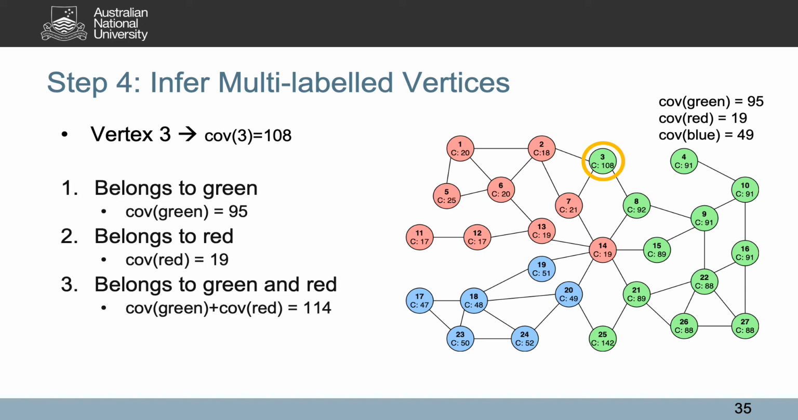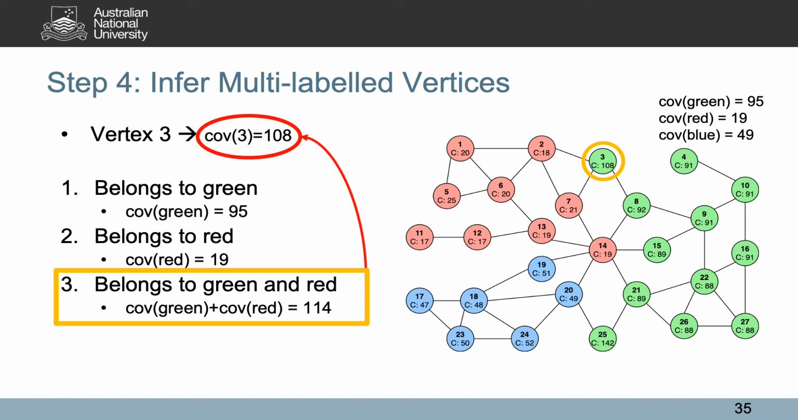If we list down the coverage values for all the possibilities, we can see that the coverage of vertex 3 is closer to the coverage of green and red components combined. Hence, vertex 3 belongs to both red and green components.